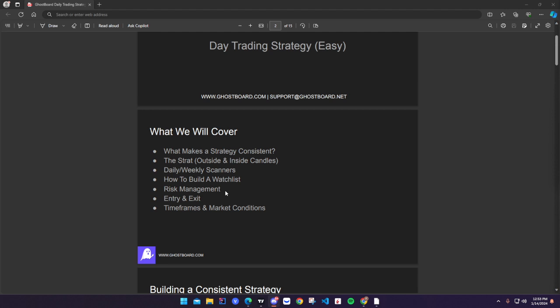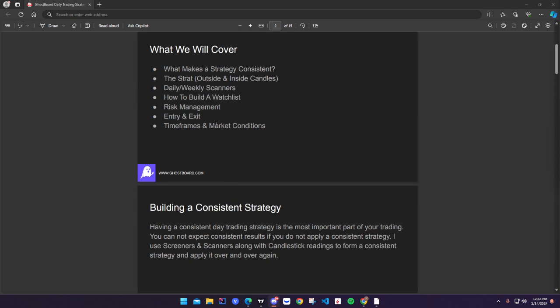And we'll also go over some entry and exit strategy with this. Last point I have on this is the time frames and market conditions. I'll explain some more about that when we get there. But for now, we'll just get started here.